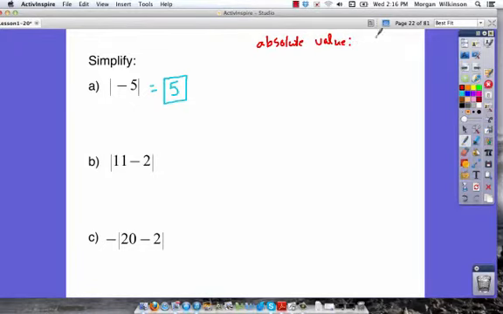The absolute value is the distance from 0. So if we're looking at a number line, -5 is 5 units from 0, so the absolute value of -5 has to be 5. If we look at our next question, let's say we have the absolute value of 11 minus 2. When we simplify, this is equal to the absolute value of 9. Well, 9 is 9 units from 0, so the absolute value of 9 is just 9.